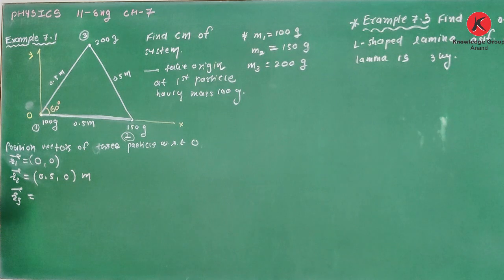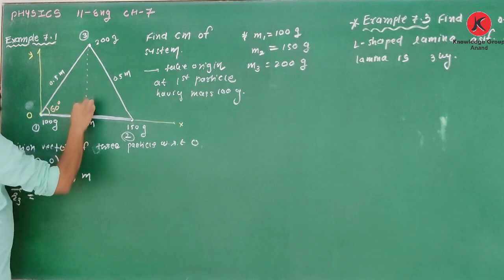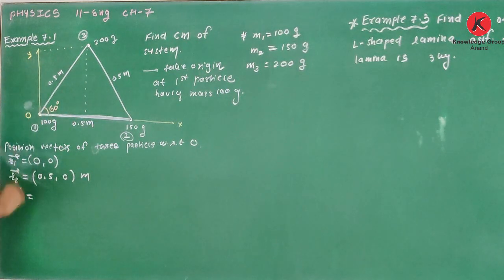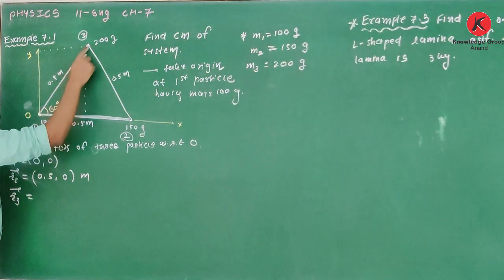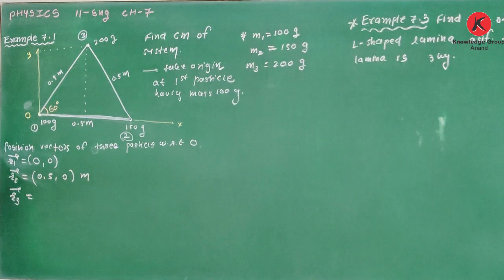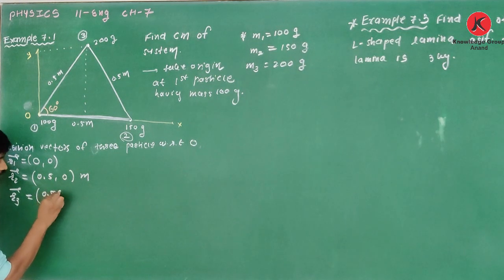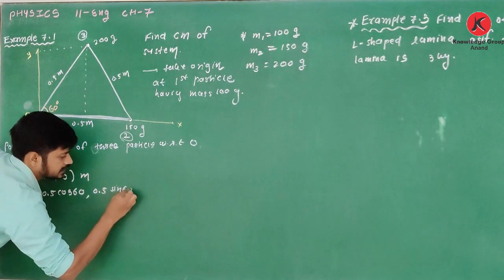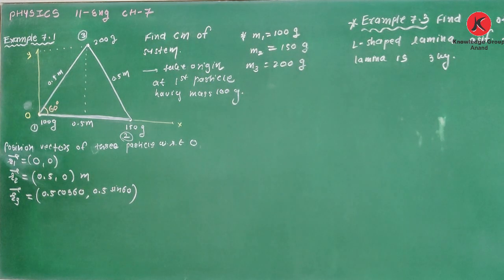So how to find its position? This is its x component and this is its y component. This is the third particle. Now how to find the x component and y component? We know that its magnitude is 0.5 and it makes an angle of 60 degrees, so I can write 0.5 cos 60, 0.5 sin 60. Yes, you know this topic.